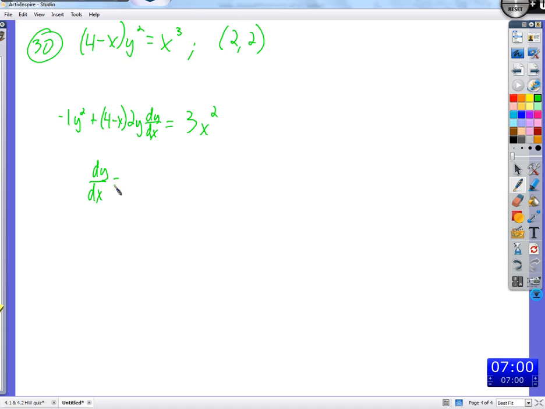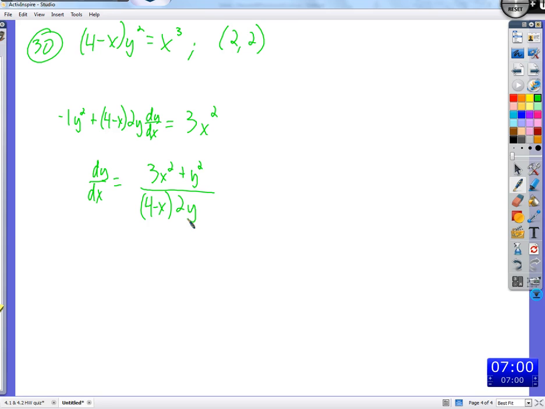Times all this stuff equals 3x squared plus y squared. And then what are we going to do next? We got all this stuff right here, 4 minus x times 2y. Divide by all that, so we're going to divide this by 4 minus x and 2y. You can distribute the 2y if you want. Simplify it if you want to. Get that? It's done. And all we really are wanting to do, the answer to the question, is the slope of the tangent line. How do we find the slope of the tangent line?